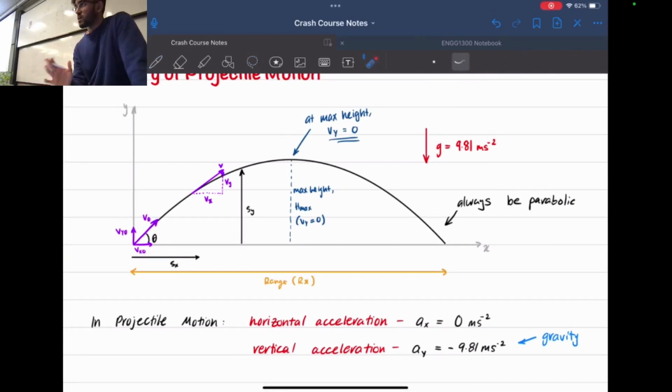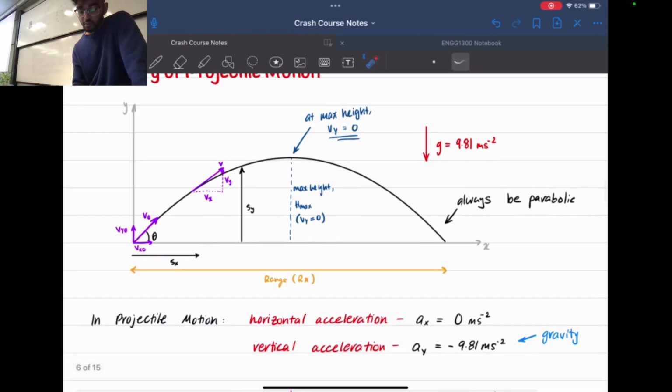Apart from that, the other most important thing that you guys are going to have to remember: the horizontal acceleration, ax, is always going to be 0, and the vertical acceleration is always going to be negative 9.8 meters per second squared, which is just gravity. Okay.